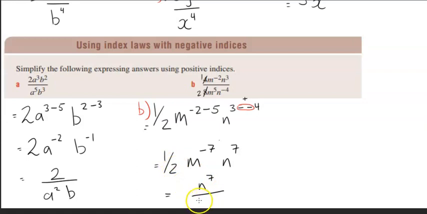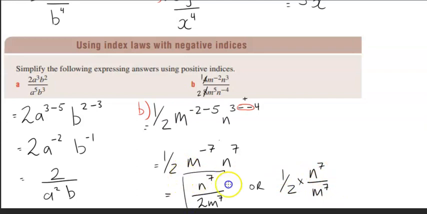What goes onto the bottom is the 2, because that's part of the denominator, and m to the power of 7. Now, again, you can also write this as half n, sorry, to the power 7 over m^7. This is quite a weird or abstract way to write it. Some of the older textbooks might have it in this format, but this is implying that it's going to be this times this anyways. So this format here is a better approach.